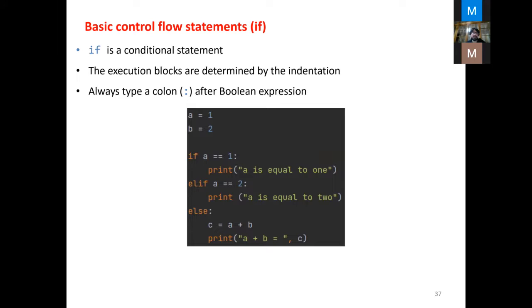So for example, we have an example here. We have A equal 1, B equal 2. So if A is equal to 1, then you print A is equal to 1.